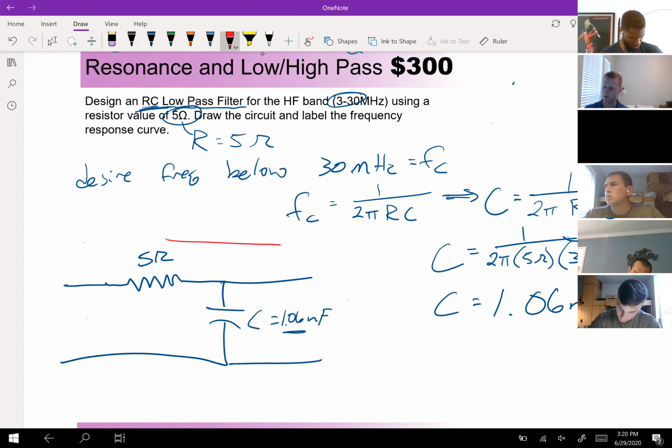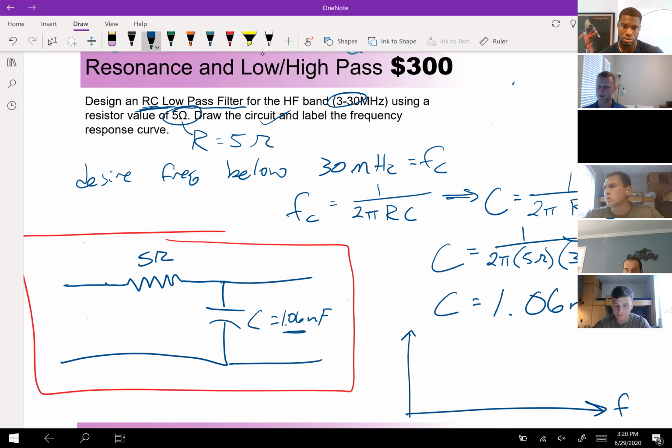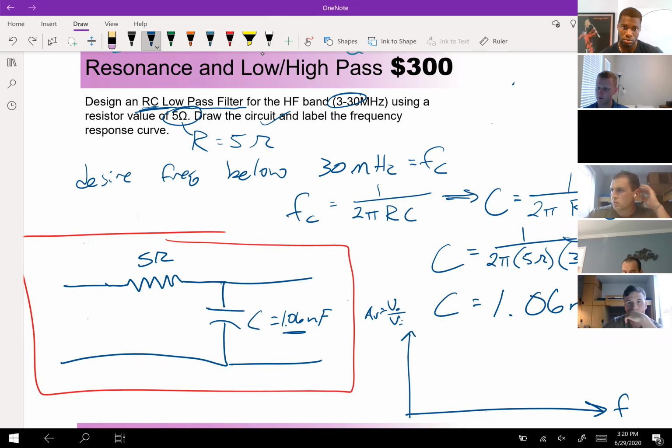So if I was boxing my final answer, I have designed or I drew the circuit and labeled the frequency response curve as the next step. But I did draw the circuit, check. Frequency response curve means as a function of F, what happens to my V? There's 2 ways you can write it. You could write AV, right? AV being V out over V in, or you could also make it as a function of F and just say, what is my V out?